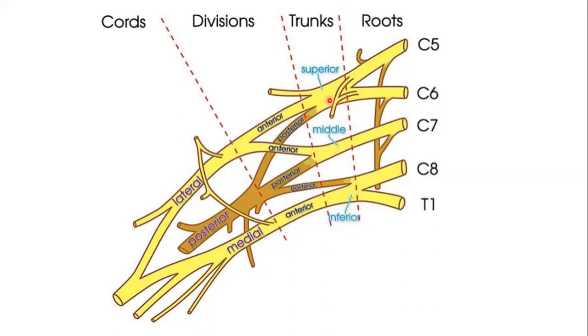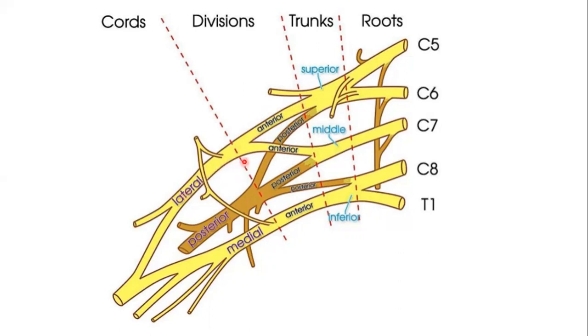Then from each trunk arise two divisions: anterior and posterior from the superior trunk, anterior and posterior from the middle trunk, and anterior and posterior from the inferior trunk. So now we have 6 branches that are known as the divisions. All 3 posterior divisions combine to form a single nerve, and this is known as the posterior cord.